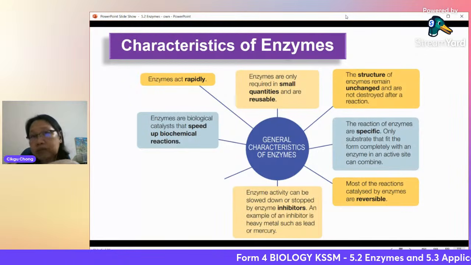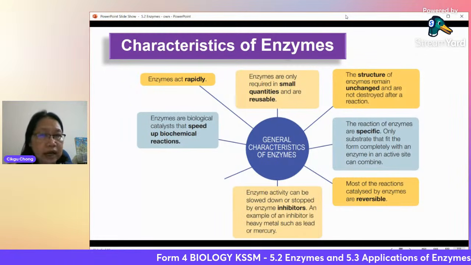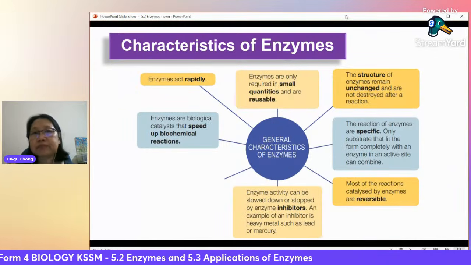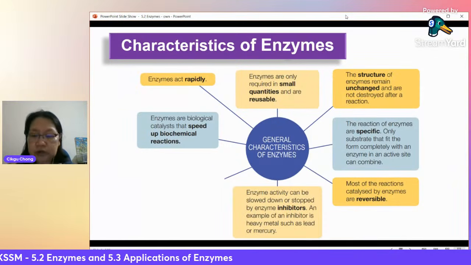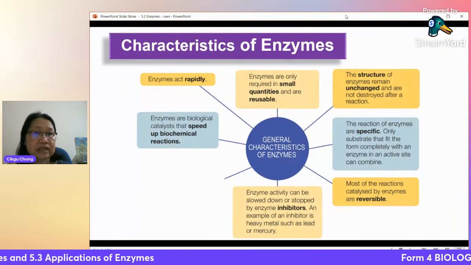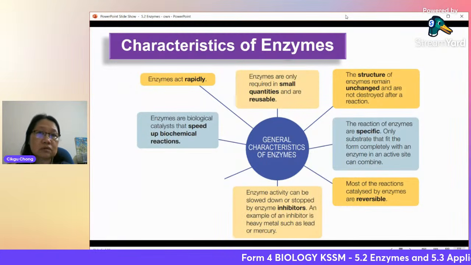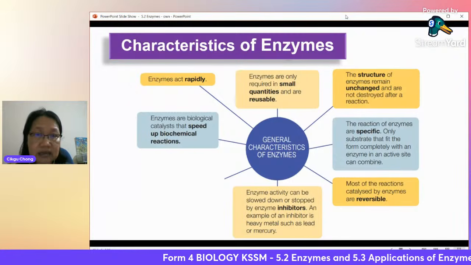Your substrate cannot go in, that means your substrate cannot be broken down, cannot be catalyzed, cannot be reacted by this enzyme. It will not have a product. So this is the action of the inhibitor. It blocks, it stops, or it slows down the enzyme from acting.